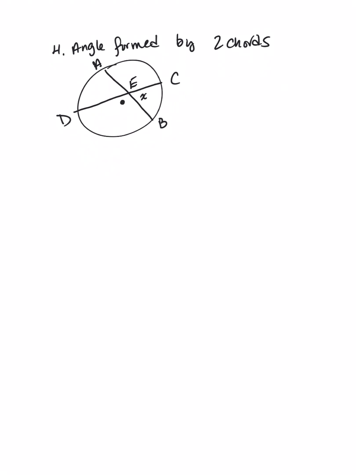This angle is going to be equal to half the sum of these two arcs. Half the sum of these two arcs. So the measure of angle CEB would be 1/2 the measure of arcs CB and AD.